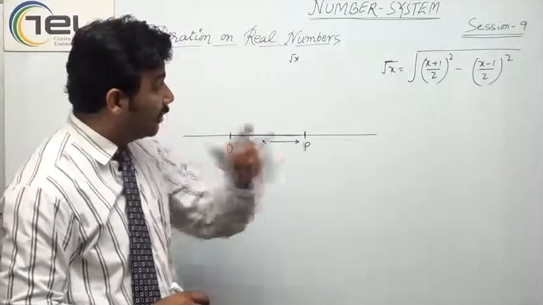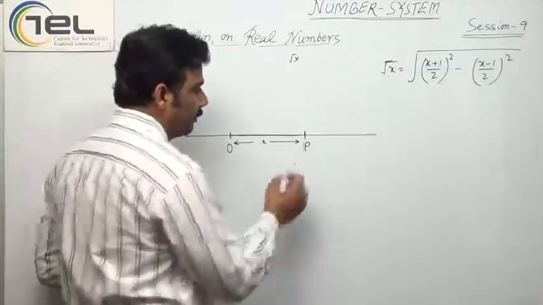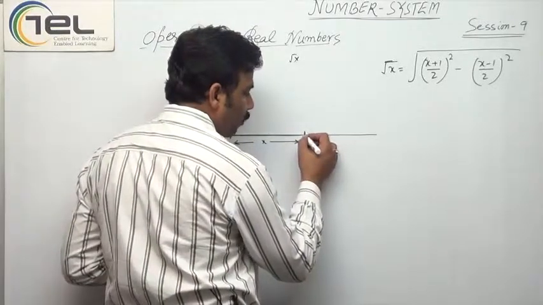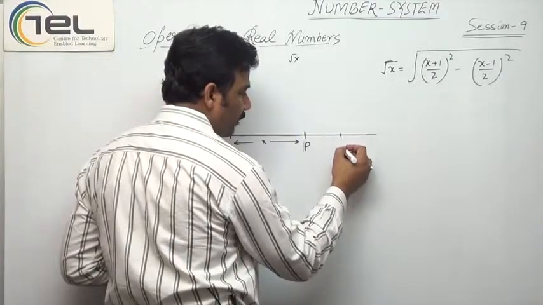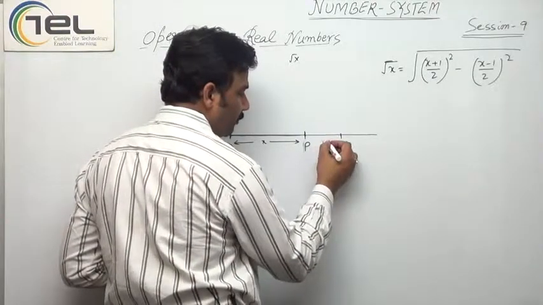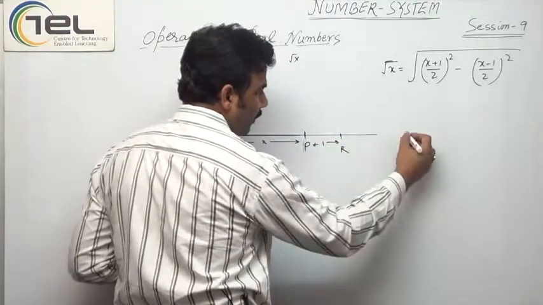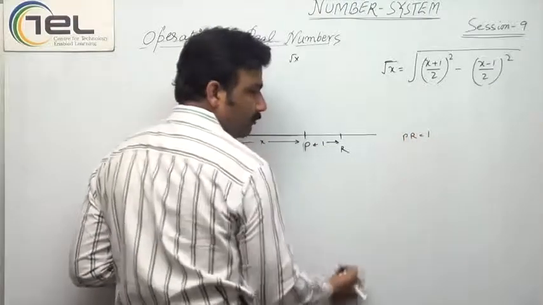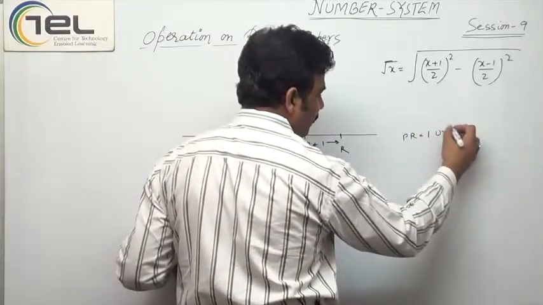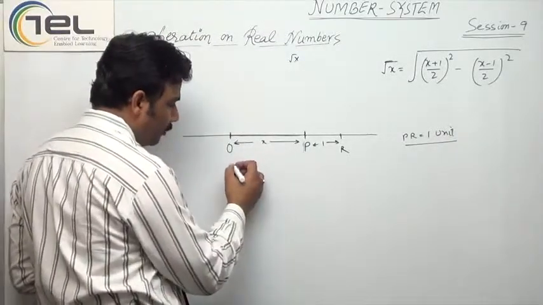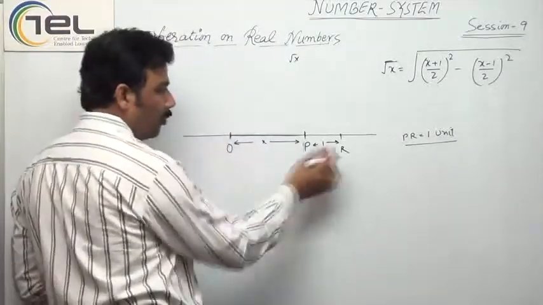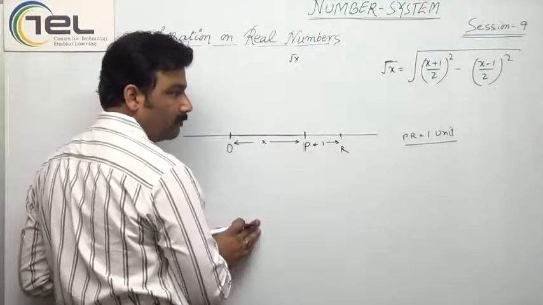Now I need x plus 1. So what I did? I will add 1 to this. From here, I will add this R, which is 1. PR is equal to 1 unit. Now OR is x plus 1.